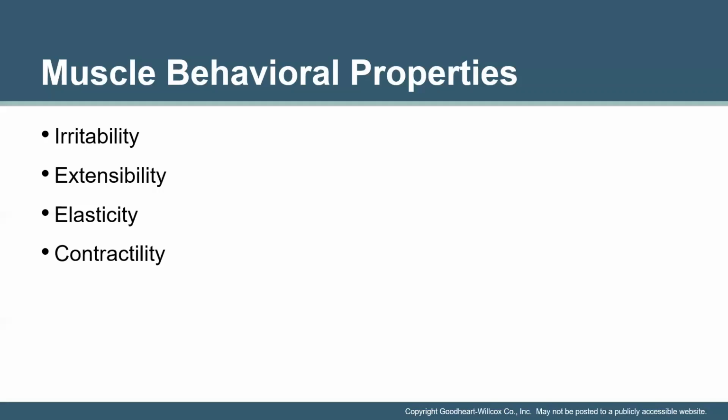So it has to be able to respond to a stimulus. That's the irritability part. It has to be able to stretch and change its shape, and then also shorten and contract. Extensibility, the ability to be stretched, and elasticity, which is the ability to return to normal, are going to be really relevant as we look at how these guys are able to function better.